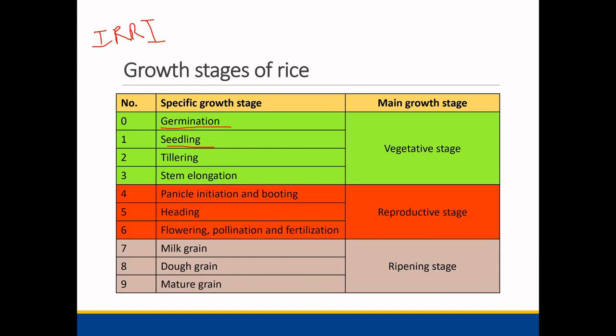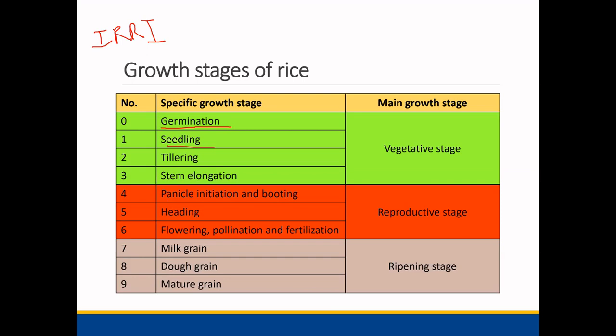And then stage number 4. So we are jumping into the reproductive stage, starting with panicle initiation and then booting. We will study what they are. In this table you will have the names of the specific growth stages, and then we will briefly study what they mean, what happens during those stages.